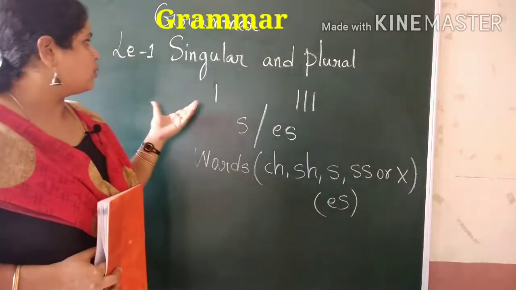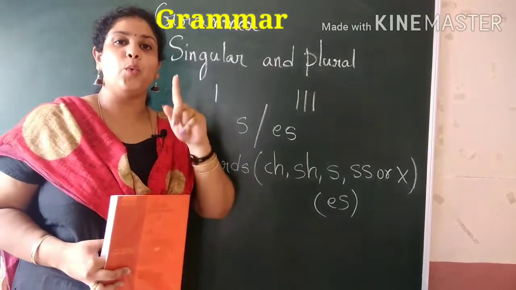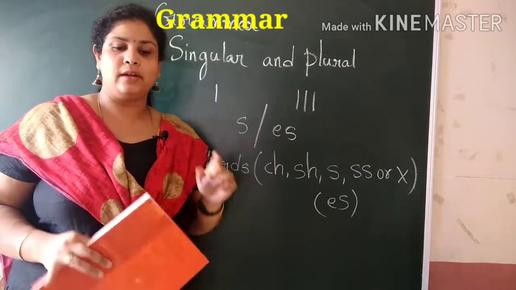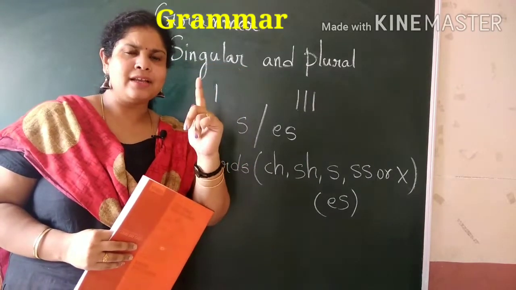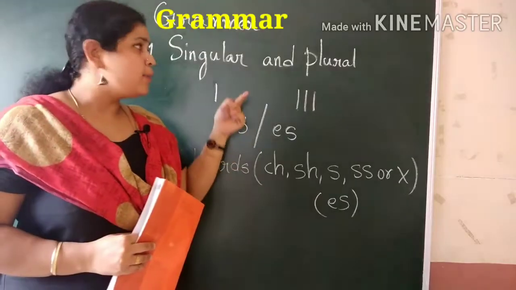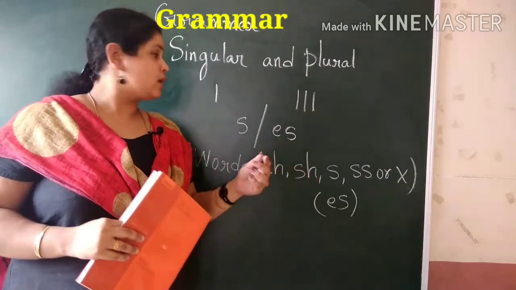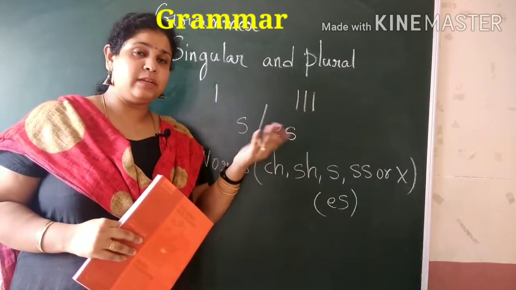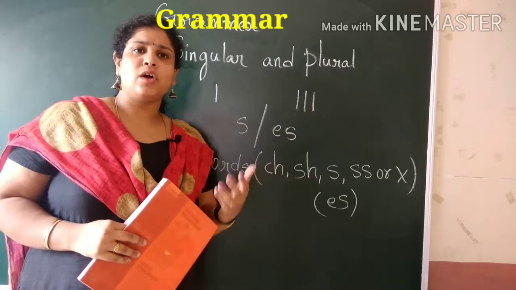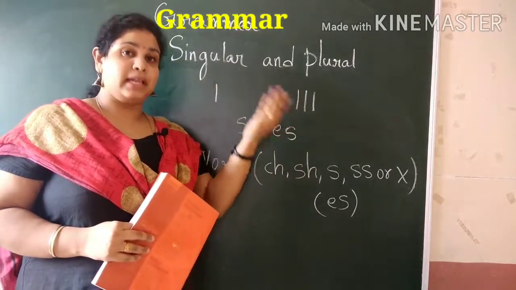See children, look at the board. Singular and plural. Single means what? One. Single book. Single pen. One. Plural means many. Infinity. Okay? Single means one. Plural means more than one. It may be 1, 2, 3, 4 or many. Okay? Single means one. Plural means many.